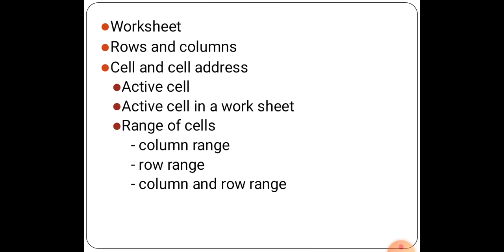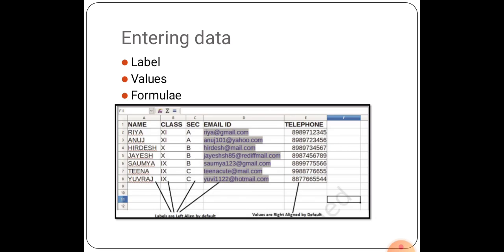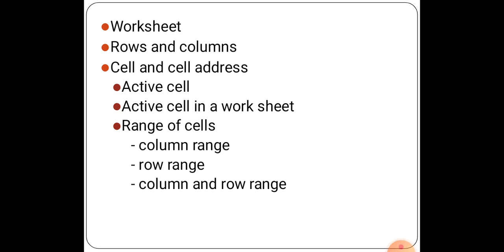The worksheet is the area where we will be currently working with the spreadsheet. It also contains rows and columns. Rows are the horizontal representation, and the columns are the vertical lines that run from the top to bottom.